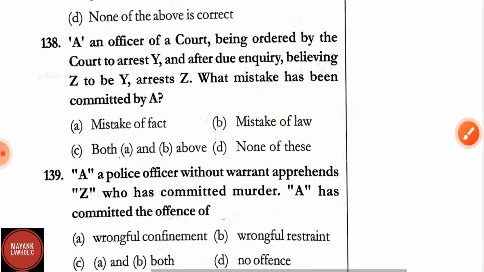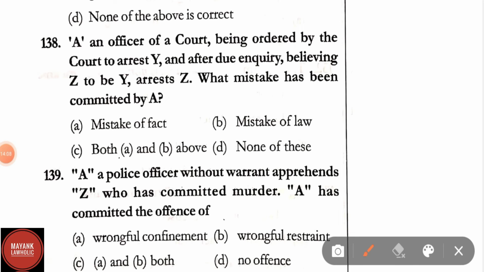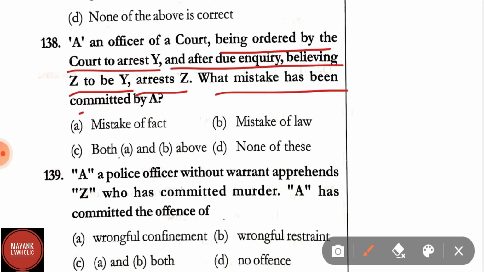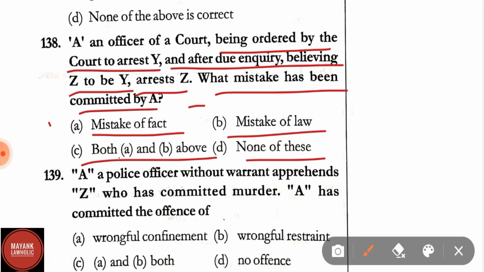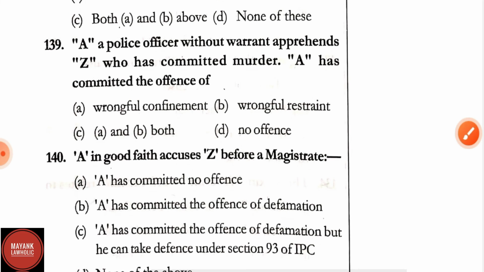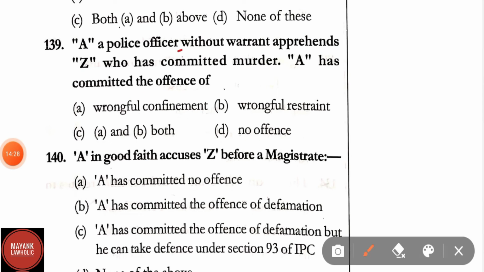Question number 138. A, an officer of a court, being ordered by the court to arrest Y, and after due inquiry believing Z to be Y, arrests Z. What mistake has been committed by A? Option A, mistake of fact; option B, mistake of law; option C, both A and B above; and option D, none of these. Here the correct answer is option A, that is mistake of fact. Question number 139. A police officer without warrant apprehends Z who has committed murder.